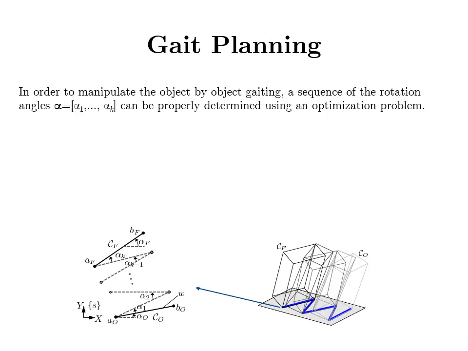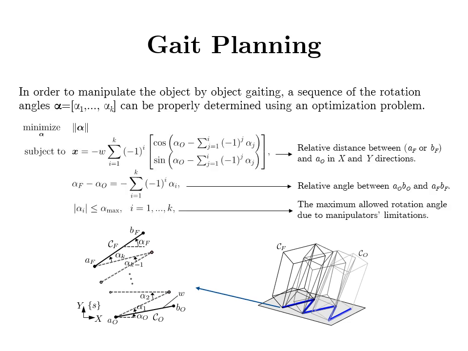In order to manipulate the object from an initial pose to a final pose by object gating, a sequence of rotation angles alpha between these two poses, as shown in these figures, should be properly determined. We can find alpha by using an optimization problem, as you see here. The objective function is the norm of the vector alpha.